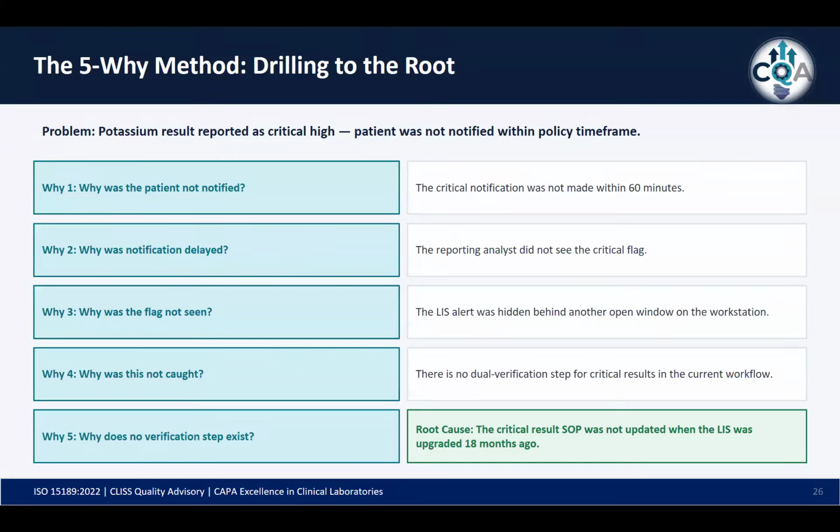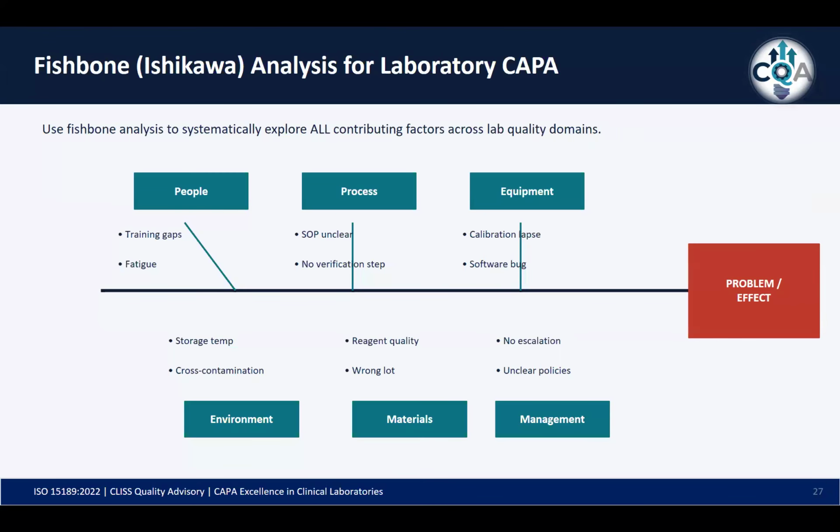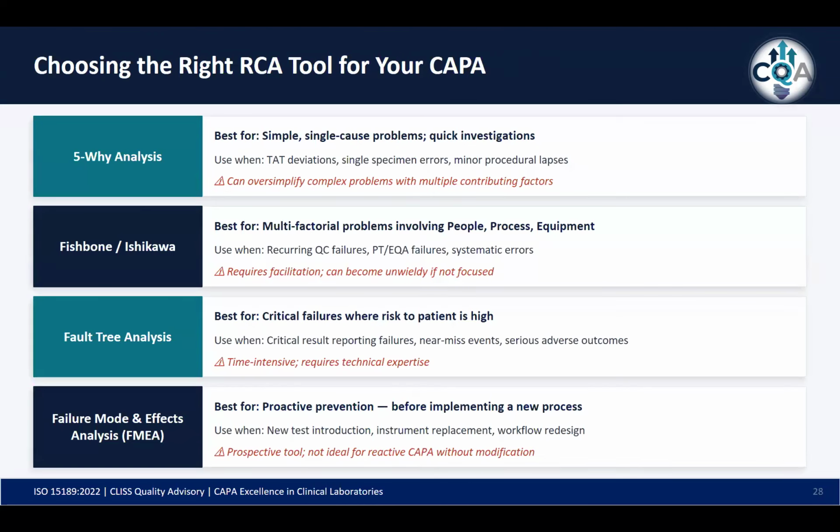So for the past 18 months, there's been an upgrade of the system, and then it allowed for critical results to be missed like that, because the critical flag is hiding behind a window that the analyst is working on. Then this takes you to the bottom of the matter. And then there's the Ishikawa diagram, which we are all familiar with. We will not go into the details of this one for the sake of time.